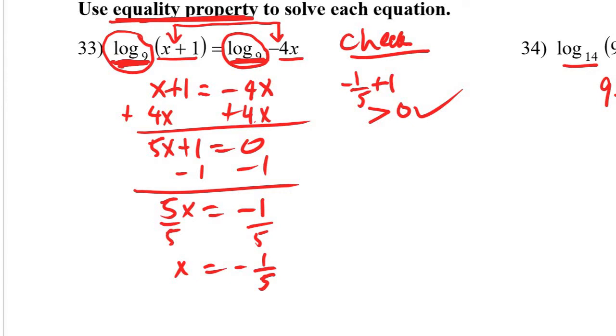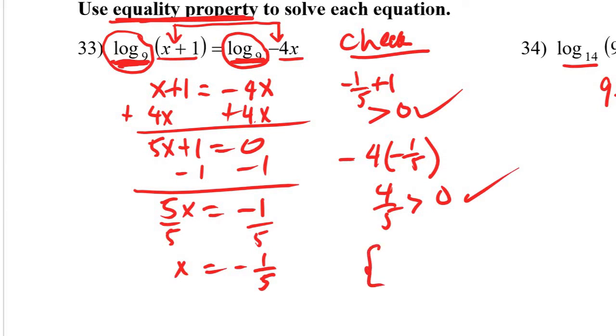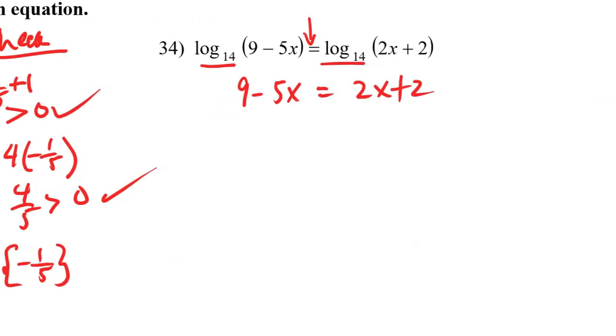I check the other one. Negative 4 times negative 1/5. The negative times negative become positive. So 4/5. That's greater than 0. It also checks. So both of them check because they are greater than 0. So the answer to this problem is negative 1/5. Okay, negative 1/5. We've done it. That's it. I go to number 34 and check, finish it off.